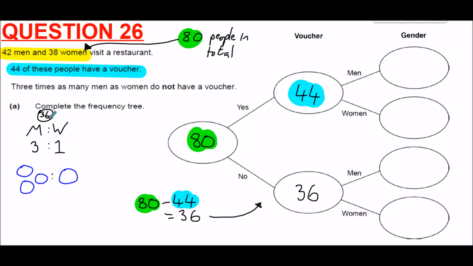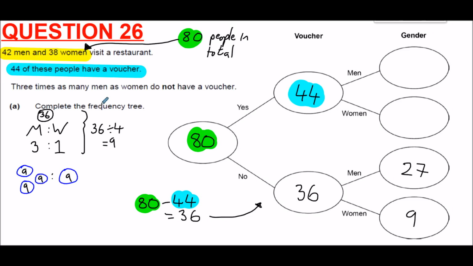So in total, 36 has been split into 1, 2, 3, 4 different lots of people. And so we can work out how many people are in each group, if you like, by doing 36 divided by 4. We get the 4 from 3 plus 1, which is 9. And so the number of voucherless men is 3 times 9, 9 plus 9 plus 9, which is 27. And there's 1 lot of voucherless women, which is just 9, because 1 times 9 is just 9.